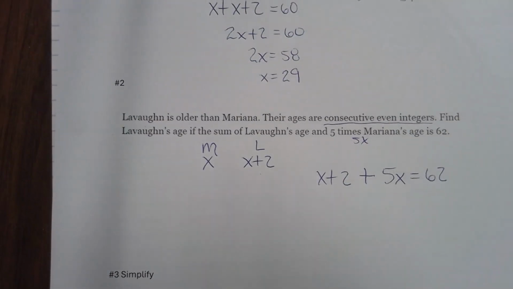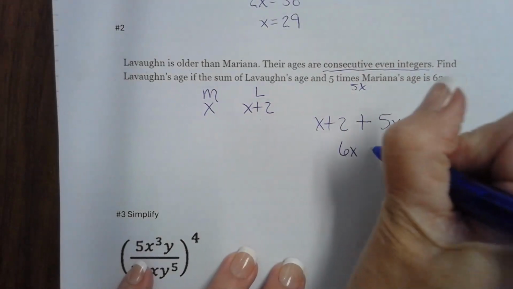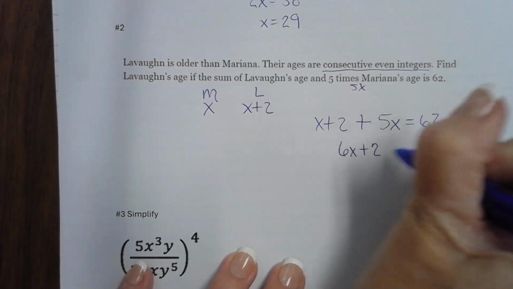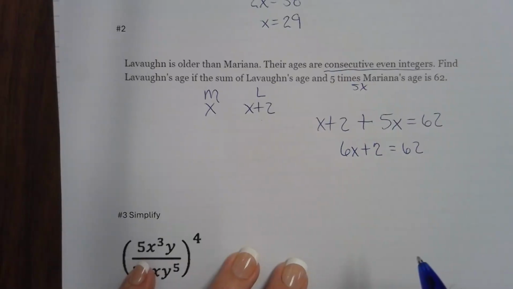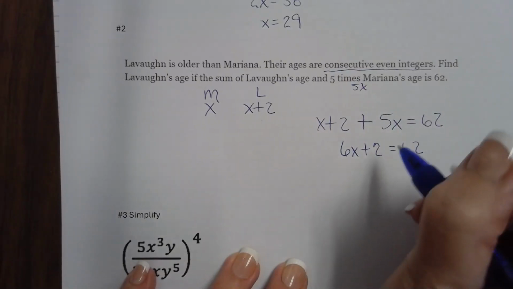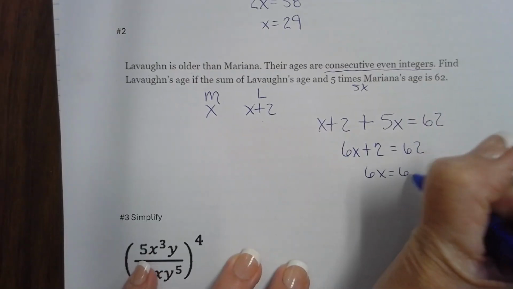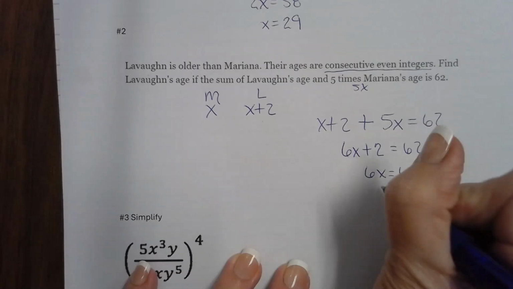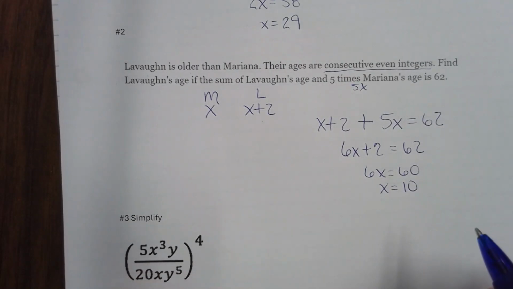So now I'm going to combine like terms. 5x and 1x is 6x. I'm going to bring down plus 2. I'm going to bring down the equal sign, and I'm going to bring down 62. I'm going to subtract 2 on both sides, so I get 6x equals 60. I'm going to divide by 6, and I get x equals 10.